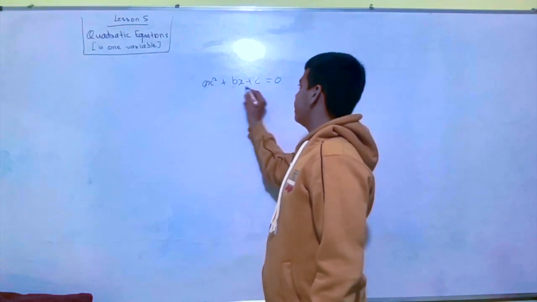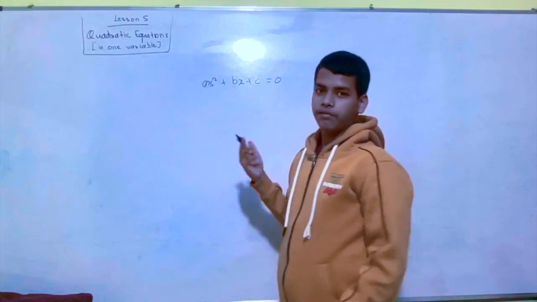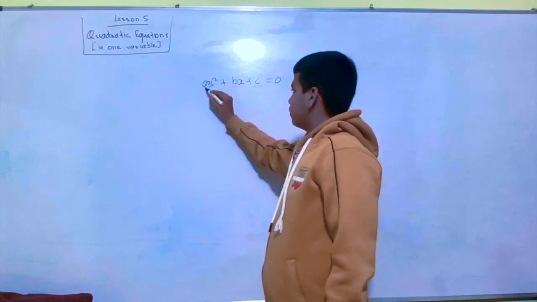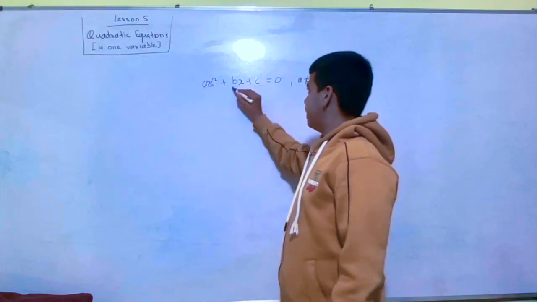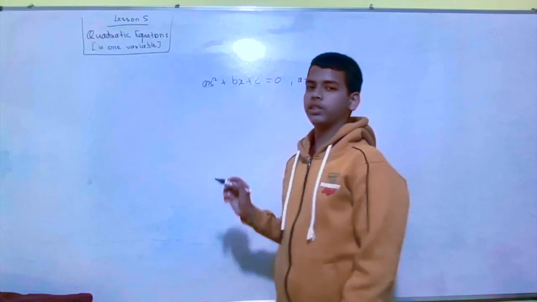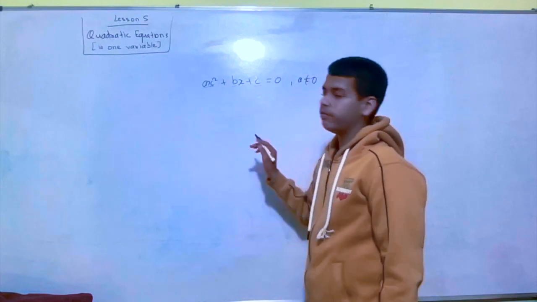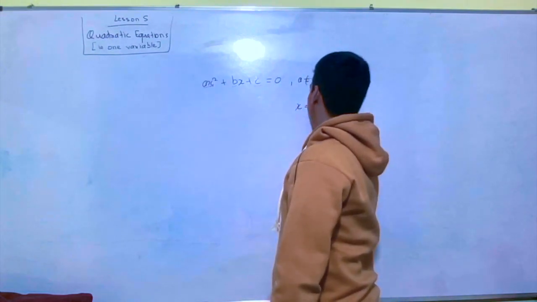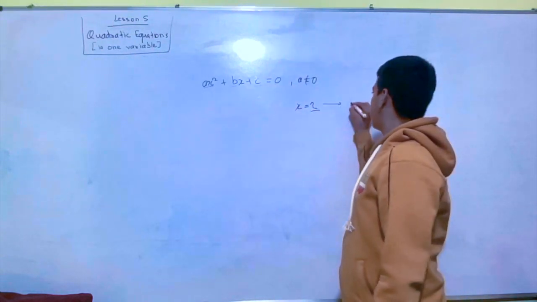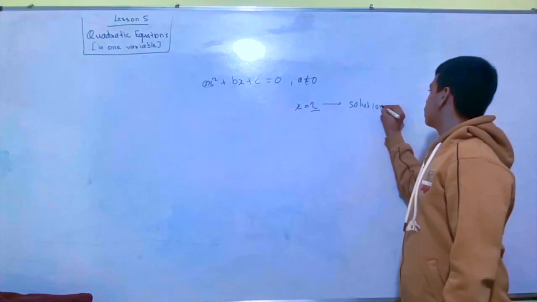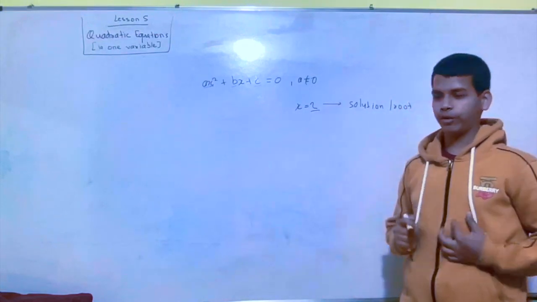Now a, b and c are real numbers and x is a variable. Here the condition is that a cannot be 0. b and c both can be 0, but a should not be 0. This is the format of a quadratic equation. Now when we solve this equation and get the value of x, let's say x is equal to 2, this 2 is called the solution or the root of the equation. We'll study more about this in exercise 5.4.